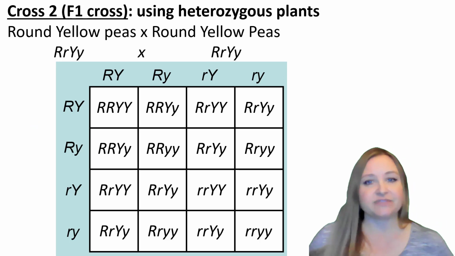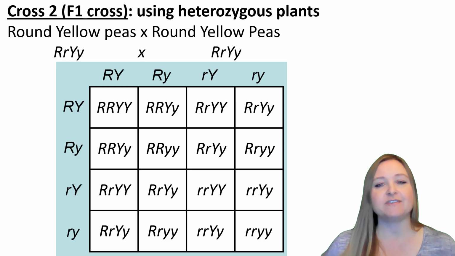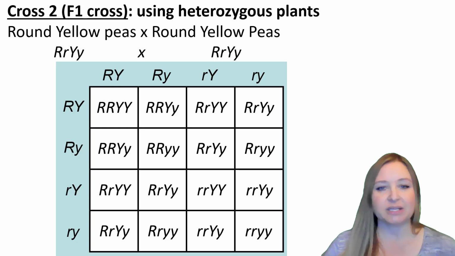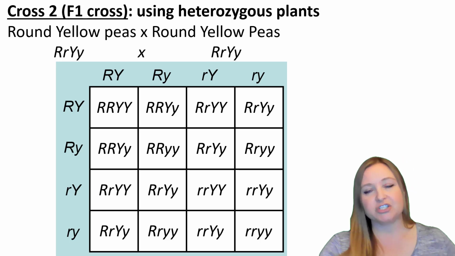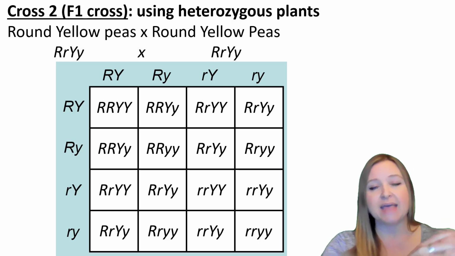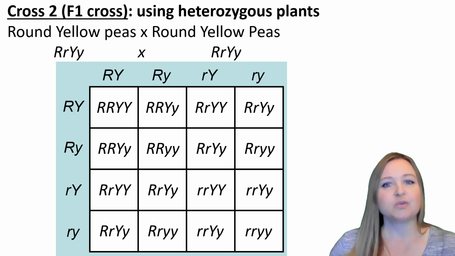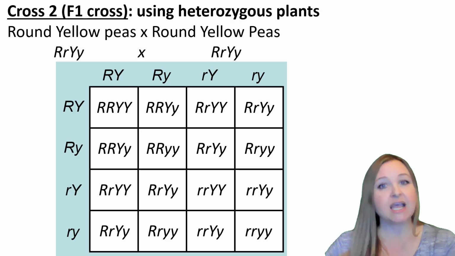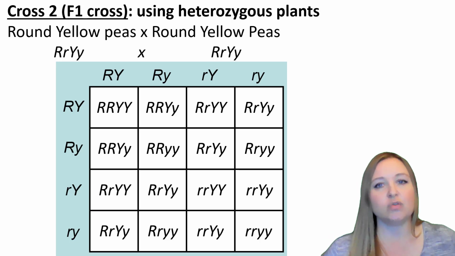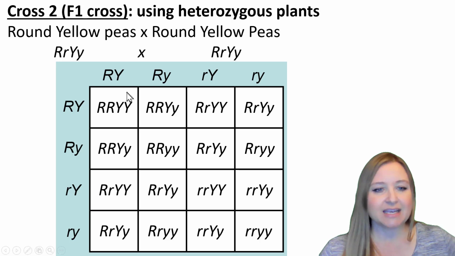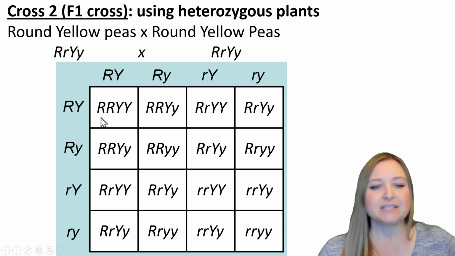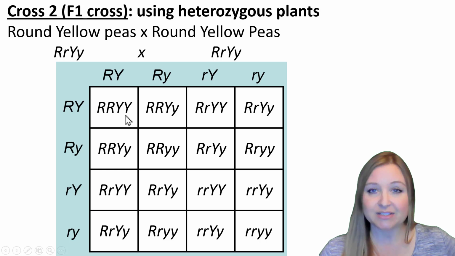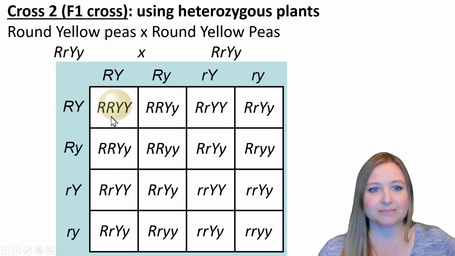Now we see they have different genotypes. Let's go through and figure out what the phenotype of these plants would be. And remember, we're looking at the gene for the shape of the pea, and then we're also looking at the gene for what color that pea will be. And yellow is dominant over green, and round is dominant over wrinkled. So in this case, we have big R, big Y, big Y. That means that this pea is going to be round and yellow because yellow is dominant and round is dominant.